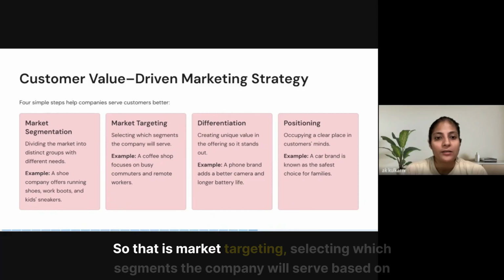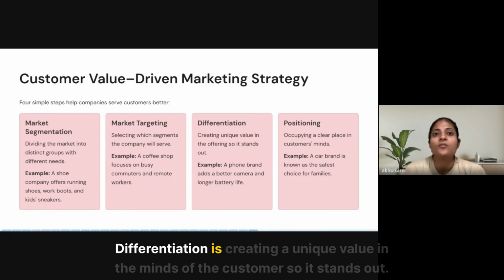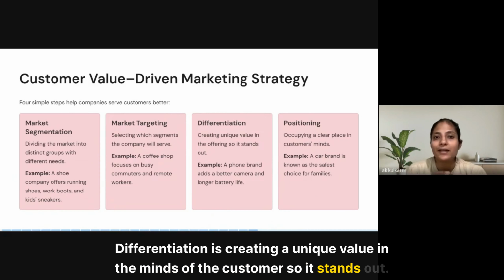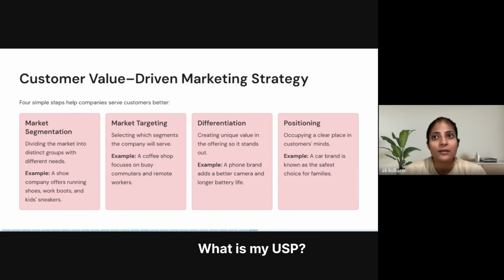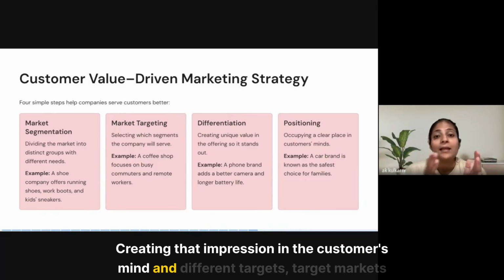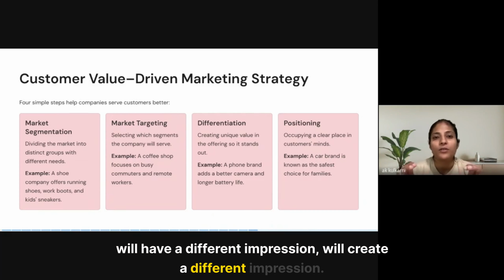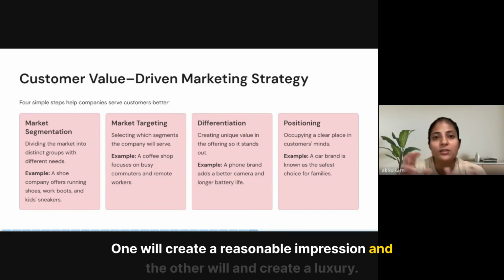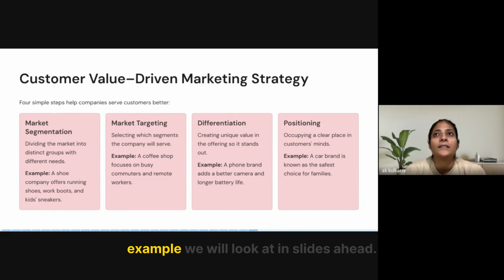So that is market targeting, selecting which segments the company will serve based on differentiation. Differentiation is creating a unique value in the minds of the customer so it stands out. So telling the customer, how am I different? What is my USP? Creating that impression in the customer's mind. And different target markets will have a different impression. One will create a reasonable impression and the other can create an impression of luxury. That is differentiation. Example we will look at in slides ahead.